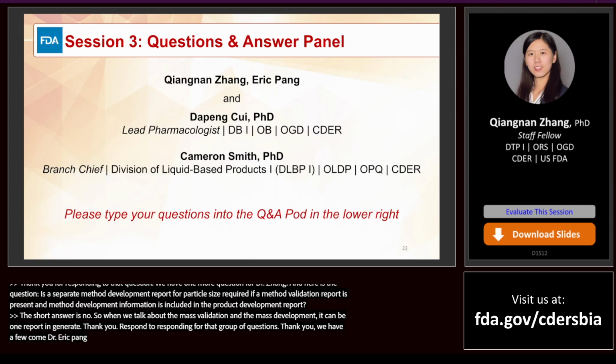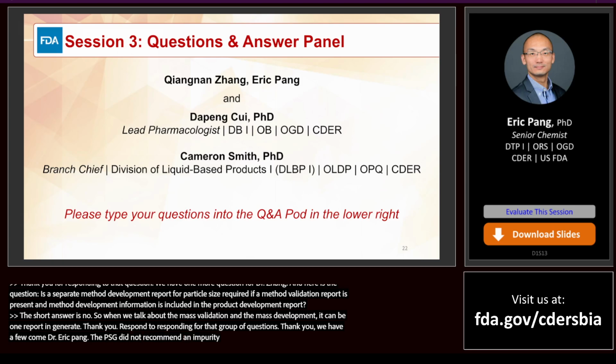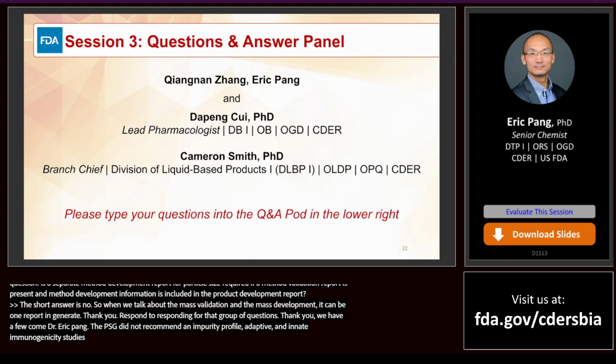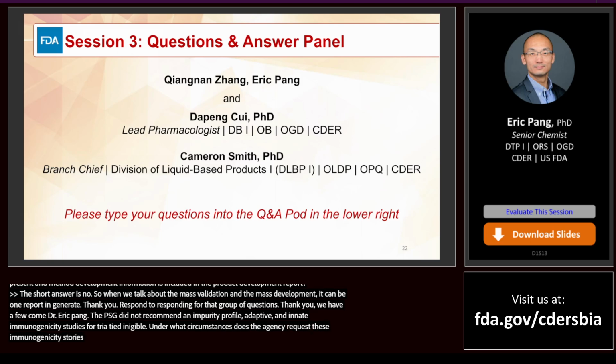The PSG did not recommend an impurity profile, adaptive, and innate immunogenicity studies for octreotide injectable. Under what circumstances does the agency request these immunogenicity studies for octreotide injectable?